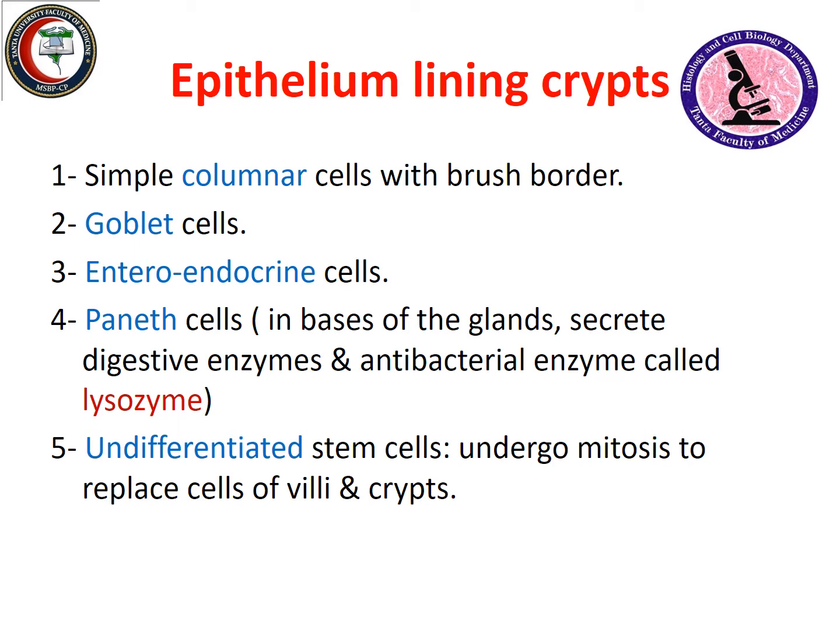So, the epithelium lining the crypts is formed of 5 types of cell: simple columnar cells with brush border and abundant microvilli, goblet cells, enteroendocrine cells, Paneth cells present in the base of the gland, and undifferentiated stem cells.